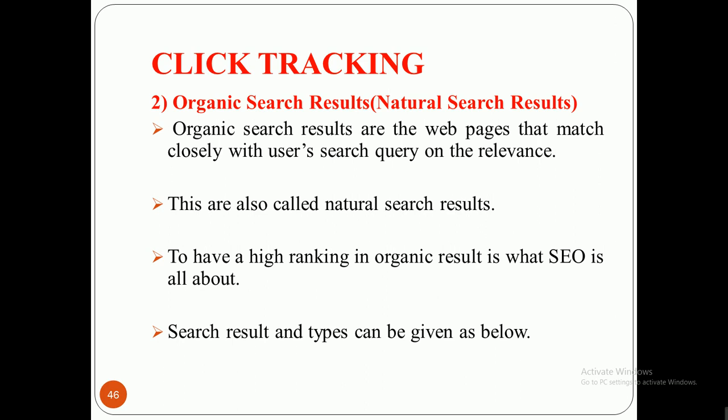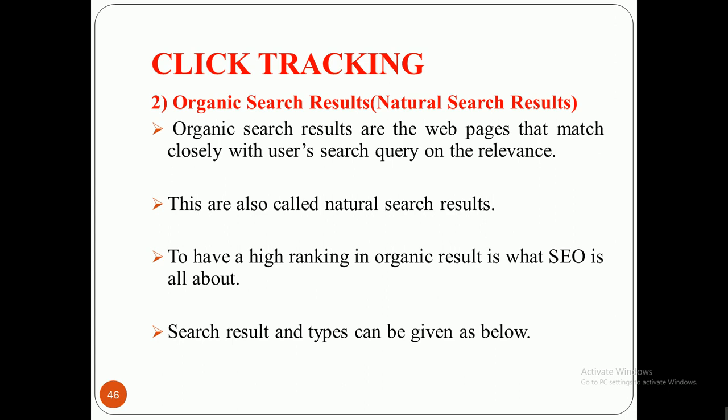So organic search results are the web pages that match closely with the user's search query on relevance. In organic search, you give keywords like this, and this query will directly get those related keywords, and then it will give the result. This is also called a natural search result. So organic search is also called a natural search result. To give a high ranking in the organic search result, that is what SEO is all about.